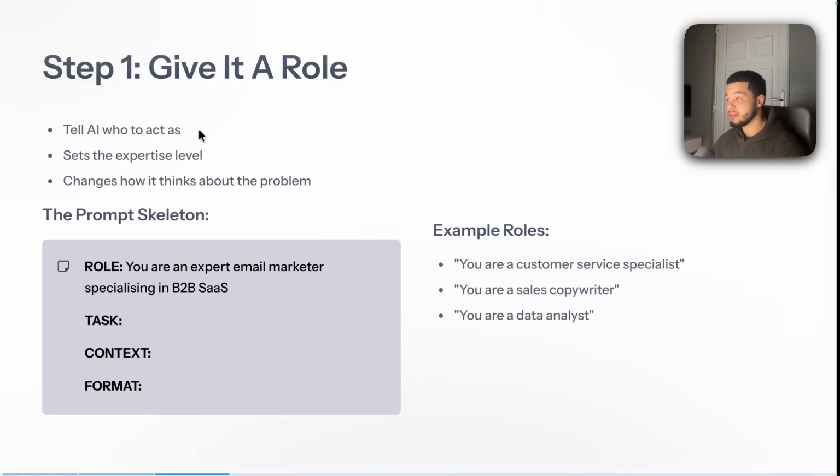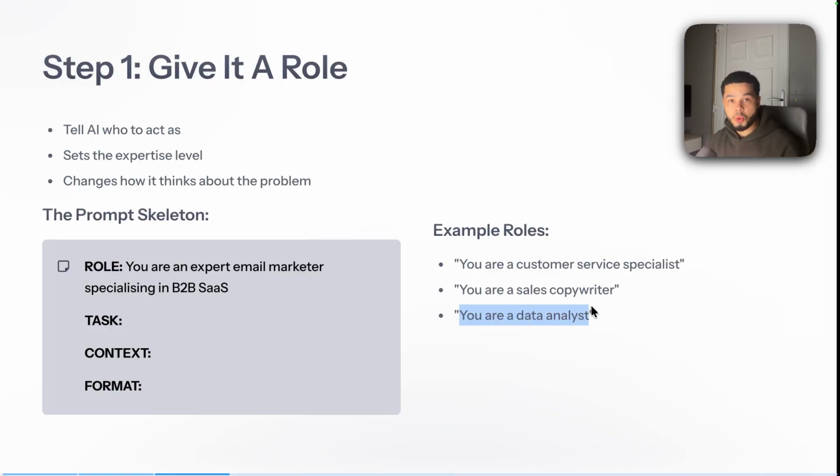This is where you tell the AI exactly who it is, set the expertise level, and change how it thinks about the problem. This is our prompt skeleton. So we have role, task, context, and format. And for the role, this is what it can look like for a smaller prompt: You are an expert email marketer specializing in B2B SaaS. Some other example roles are: you are a customer service specialist, you are a sales copywriter, you are a data analyst. This is completely customizable to whatever AI agent you are building.